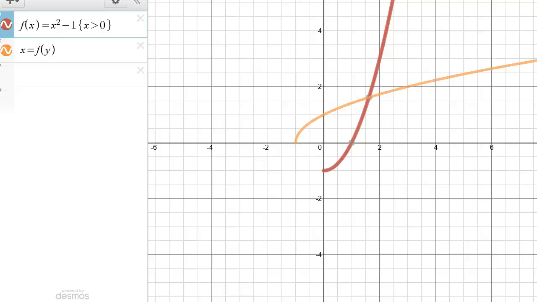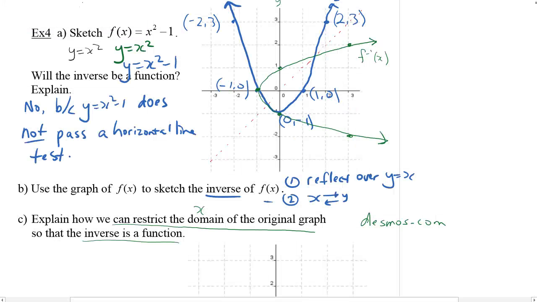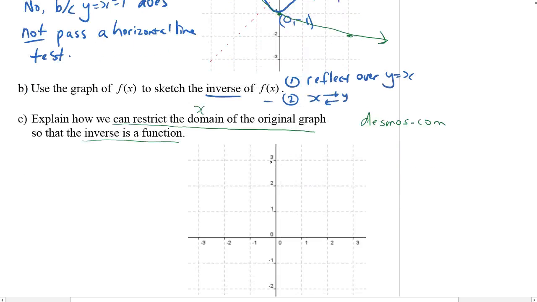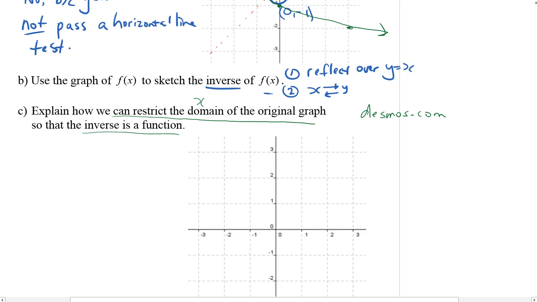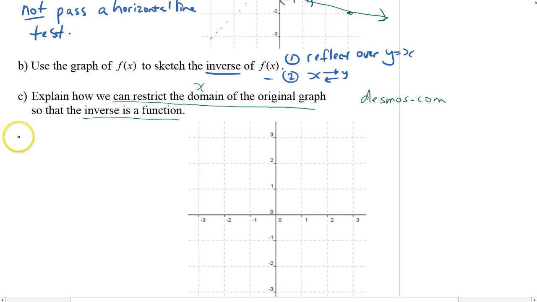Is that a function now? Yes, it is a function. The original function now passes the horizontal line test, so the inverse passes the vertical line test. Going back to our notes: explain how we can restrict the domain of the original graph so that the inverse is a function. We can say that x is greater than or equal to 0.